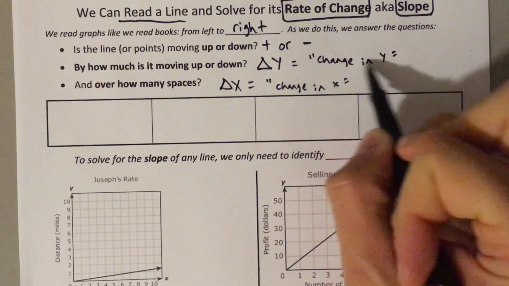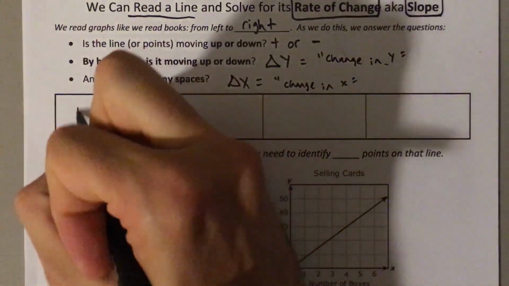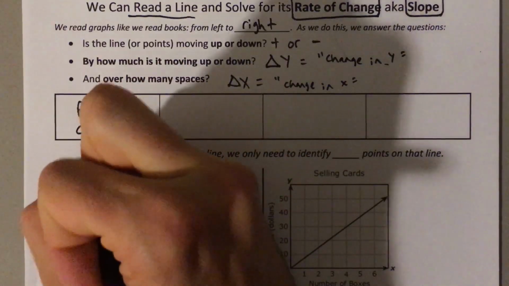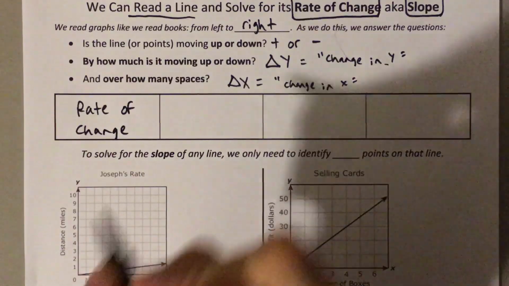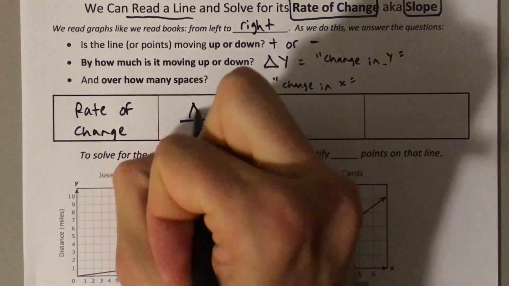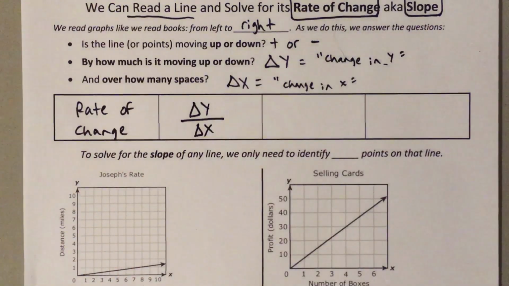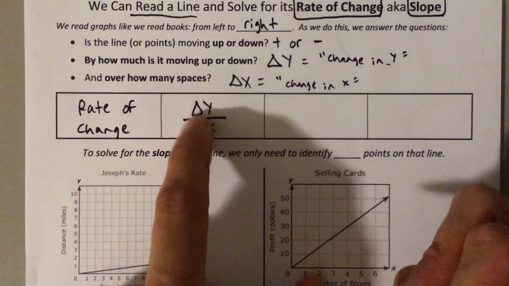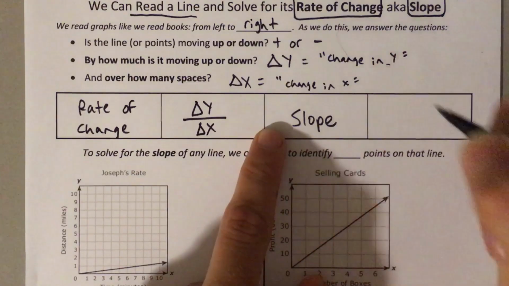The ratio between the change in y and the change in x is something we would call the rate of change. And what that would look like is a fraction. So we'd have the change in y over the change in x. That number, a number divided by a number, would give us something called the slope.